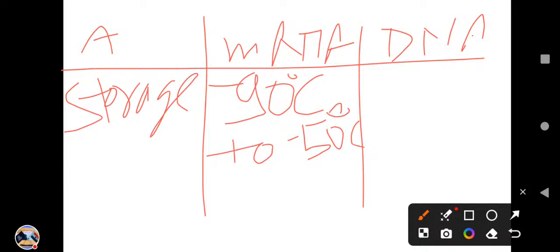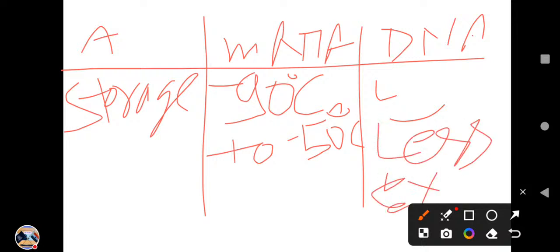DNA vaccines can typically be stored at less extreme temperatures. So less extreme temperature, more suited for tropical countries like India. So the DNA vaccine is more favorable for India than the mRNA vaccine.